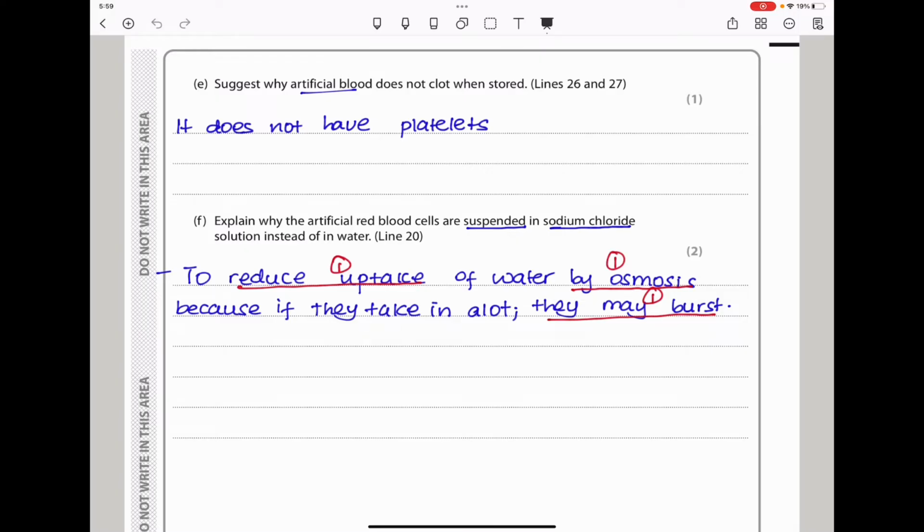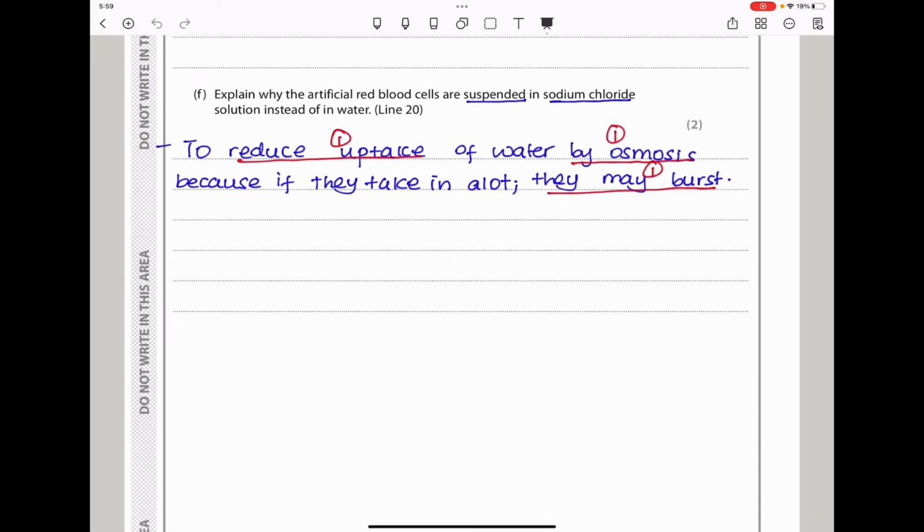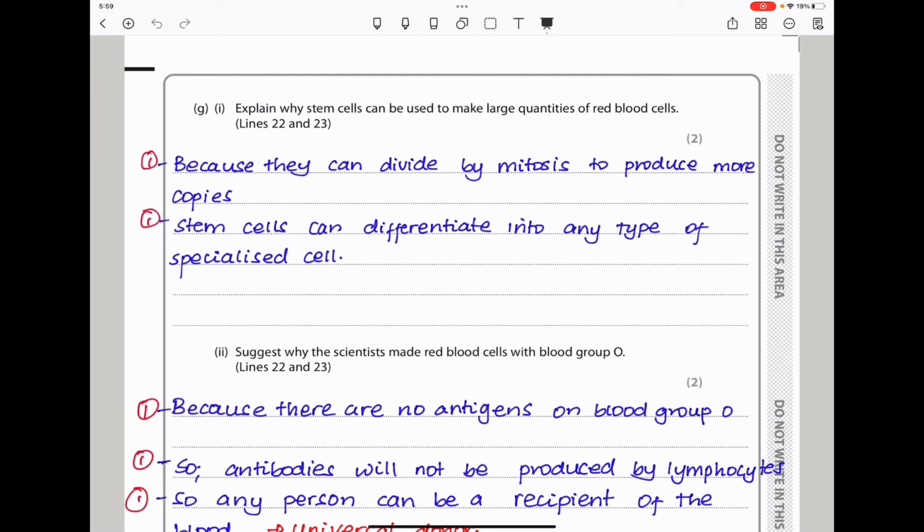So to prevent that, they suspend them in a salt solution that could have a similar concentration to blood. So I say to reduce uptake of water by osmosis, because if they take up a lot, they might burst. Remember, animal cells do not have a cell wall, they just have a cell membrane. And the cell membrane cannot be good at preventing excess water from coming in by osmosis. So let's continue to the next part.